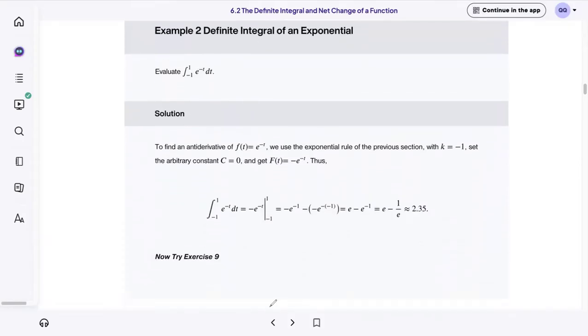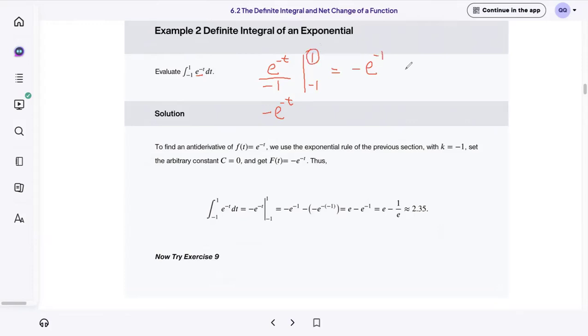Let's see this example. We have e to the negative t. When we anti-differentiate, negative t, in front of t is a negative 1. So m equals negative 1. We divide by negative 1. Then we evaluate from negative 1 to 1. So this is just a negative e to the negative t. So we get a negative e to the negative 1.